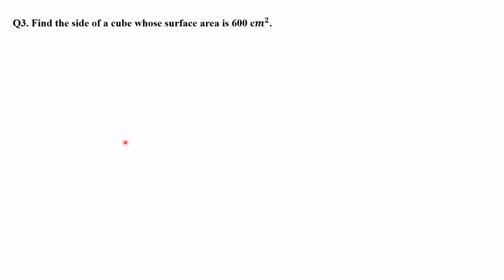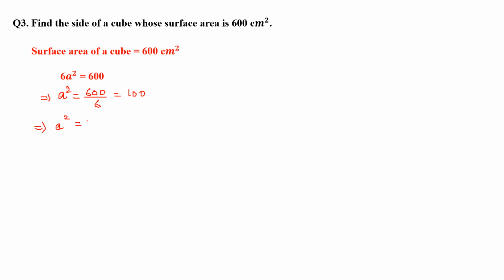Okay. Now question number 3, find the side of a cube whose surface area is 600 centimeter square. So here it says surface area means you have to always consider total surface area. Now what is the formula of total surface area of a cube? Total surface area of cube is 6a square and that value is given as 600. So let's solve it. So a square will be 600 divided by 6, which will give 100. So a square is 100, right? So what is the value of a?